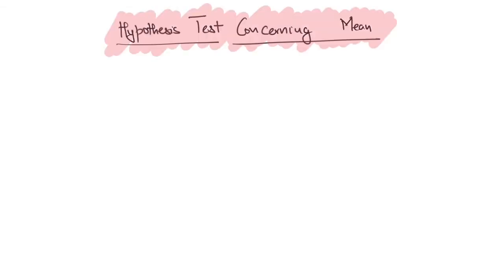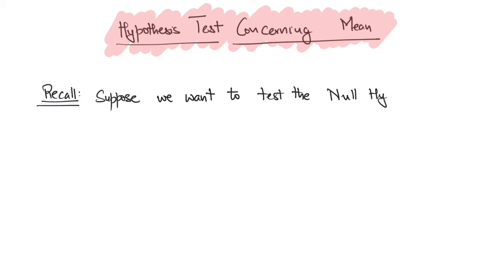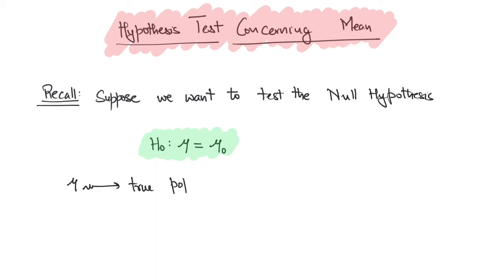Today we will work through hypothesis tests concerning the population mean. We are primarily going to work with a single sample. Suppose we want to test the null hypothesis given by H0: mu equals mu naught, where mu is the true population mean and mu naught is the null value.